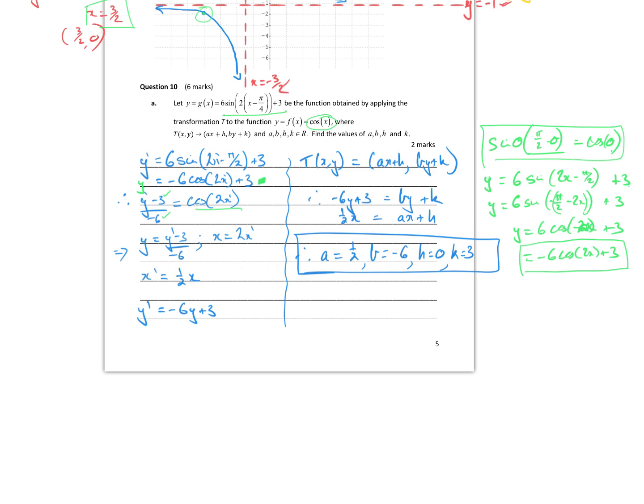So this is the function obtained by applying the transformation. Yeah, so I turned cos x into that. So this is my new function, which is why I've got the dashes there.